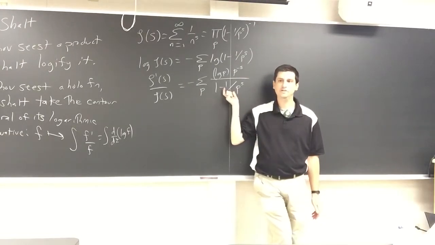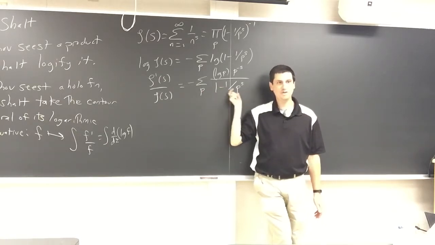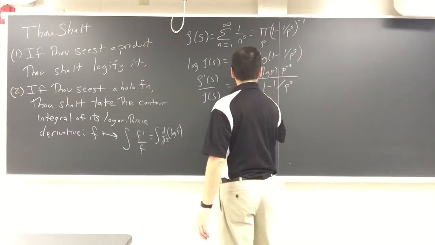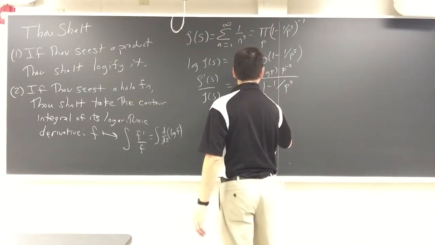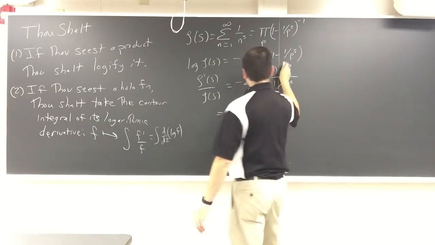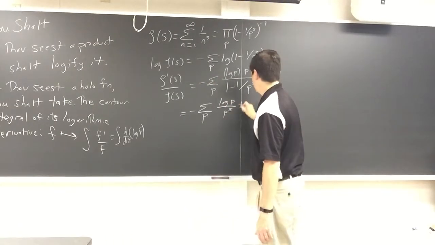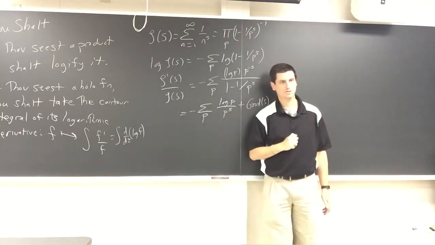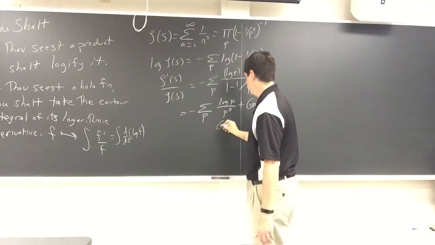Any thoughts how I should handle this infinite sum? What could I do? Do a geometric series expansion. And so this will become negative sum over p of log p over p to the s. That's from the first term. Plus what I will call g of s, everything else. So this is from a geometric series.